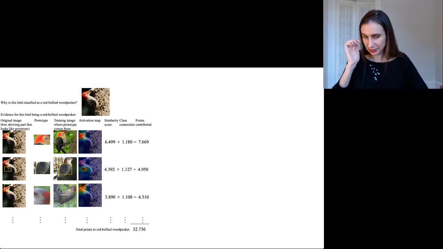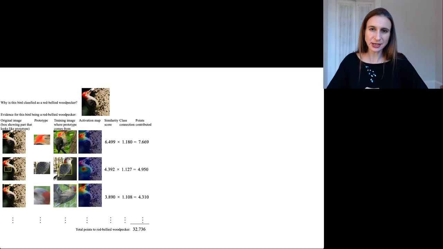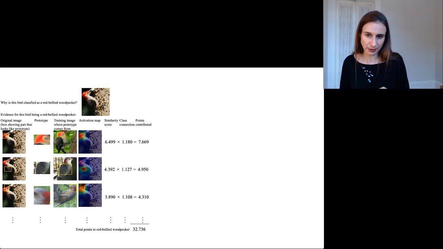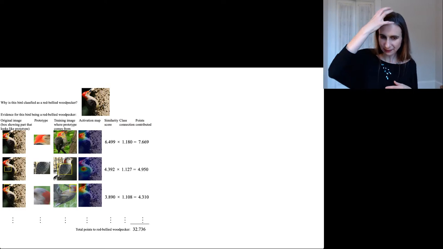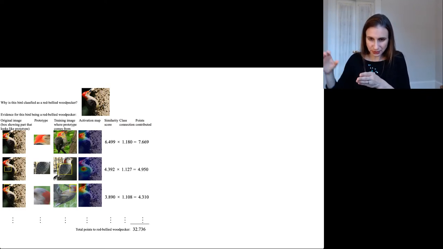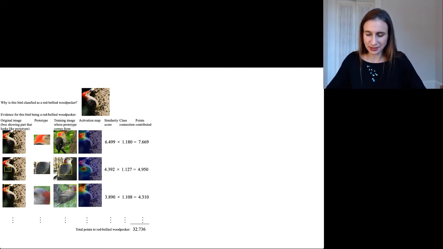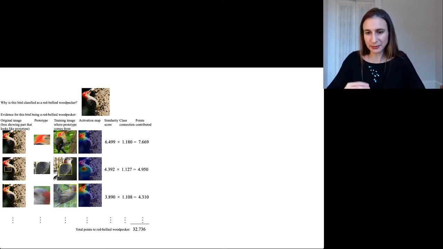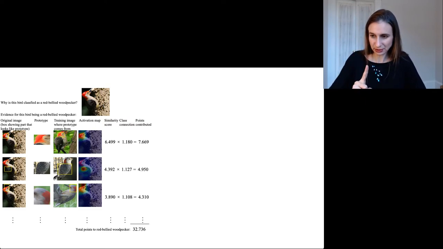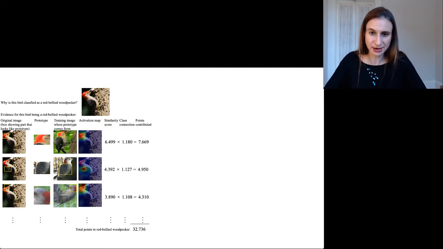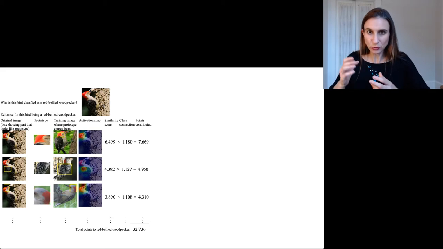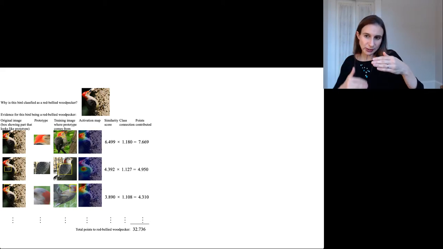Okay, so I'm going to give you a little more detail about how this network operates. Let's say the network is trying to classify this bird, and it's going to give you as much evidence as it can as to why it's a red-bellied woodpecker. The network says, I think the top of the head is similar to this part of this other bird, and this other bird is a prototypical red-bellied woodpecker. There are two numbers that come out of each computation. One is the score for how similar the two parts of the birds are, which is 6.499. The other important piece of information is how important that prototype is to the class, and here that number is 1.18 for the first prototype. And there are 20 prototypes per class.